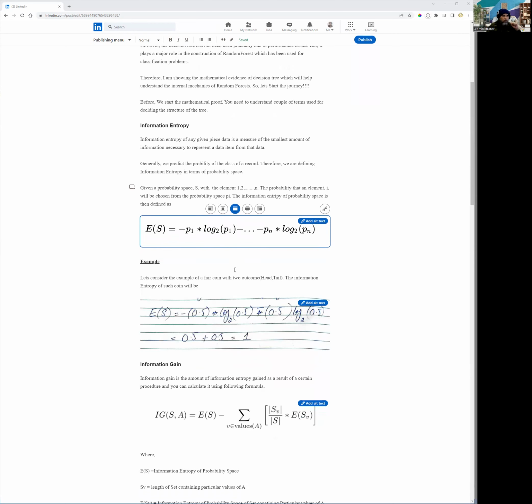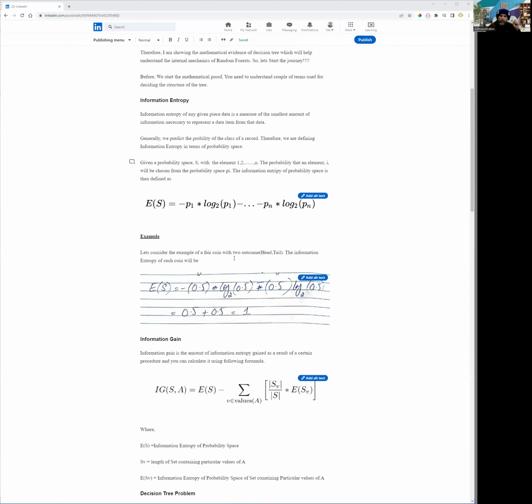Now let's take a small example: we toss a coin which has two faces, the head and tail. Let's calculate the information entropy for this coin. We represent the outcome with s. We only have two outcomes, right? Head and tail. The first outcome is 1 out of 2, so the probability would be 0.5, and we take log 2 of 0.5. The same thing is with the other outcome, tail, which also has probability 0.5 multiplied by log 2 of 0.5.